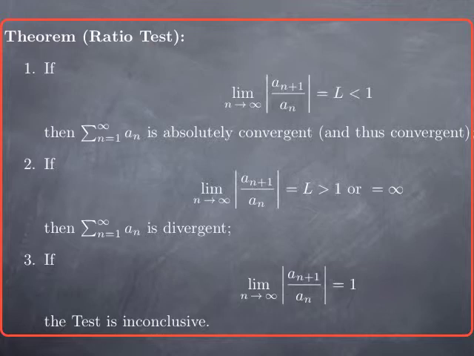If the limit of this absolute value of the quotient of two consecutive terms exists and is greater than 1, or if this sequence of ratios goes to infinity, then the series is divergent. And if the limit is exactly 1, we cannot conclude from the ratio test, and that means you need to use another criterion.